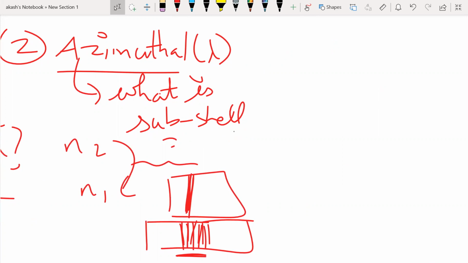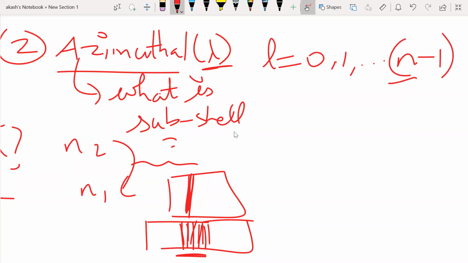Now how does it answer? It's pretty simple. The azimuthal quantum number value depends on the principal quantum number value. The L value can start from 0, and it can go to 1, 2, up to a maximum value of n minus 1. So the maximum value of the azimuthal quantum number depends on the principal quantum number. Each value of this azimuthal quantum number gives one subshell.